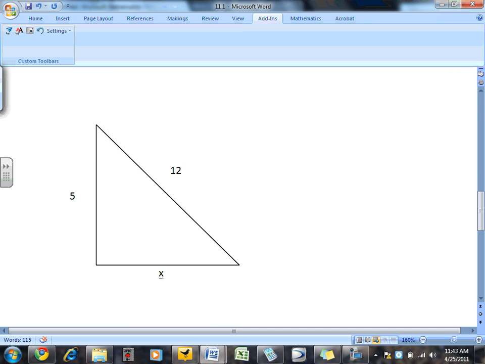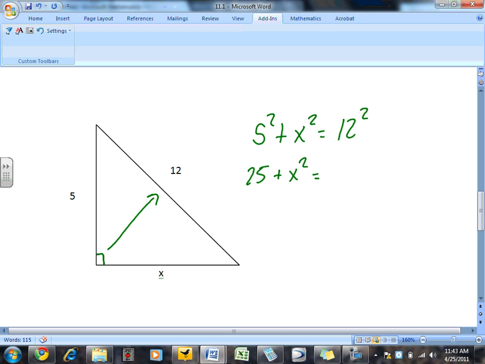What about down here? All right. Remember, the hypotenuse is opposite of the 90-degree angle. So I'm going to have 5 squared plus x squared equals 12 squared. Well, 5 squared is 25. And 12 squared is 144. To get x by itself, I need to subtract 25. So subtract 25. I got to borrow here. So I get 119. So I have x squared equals 119.